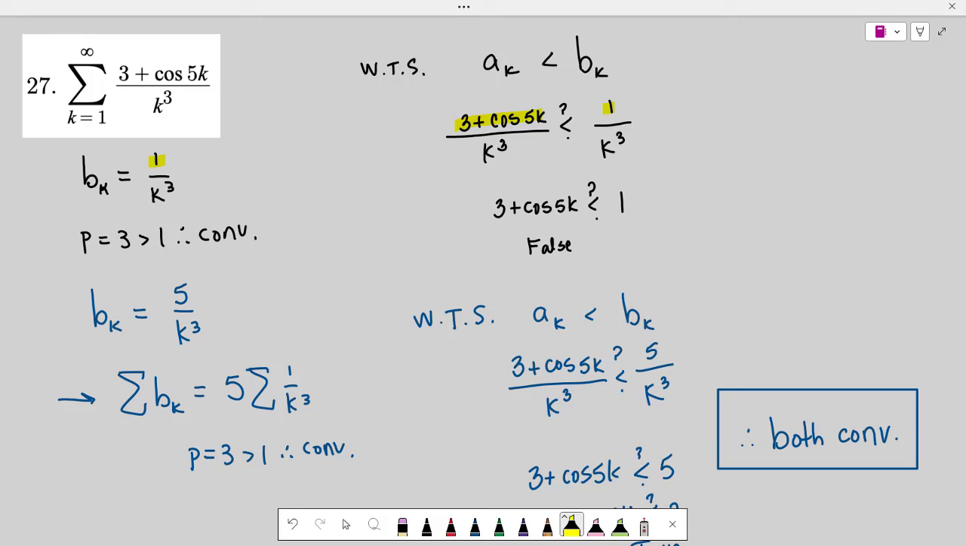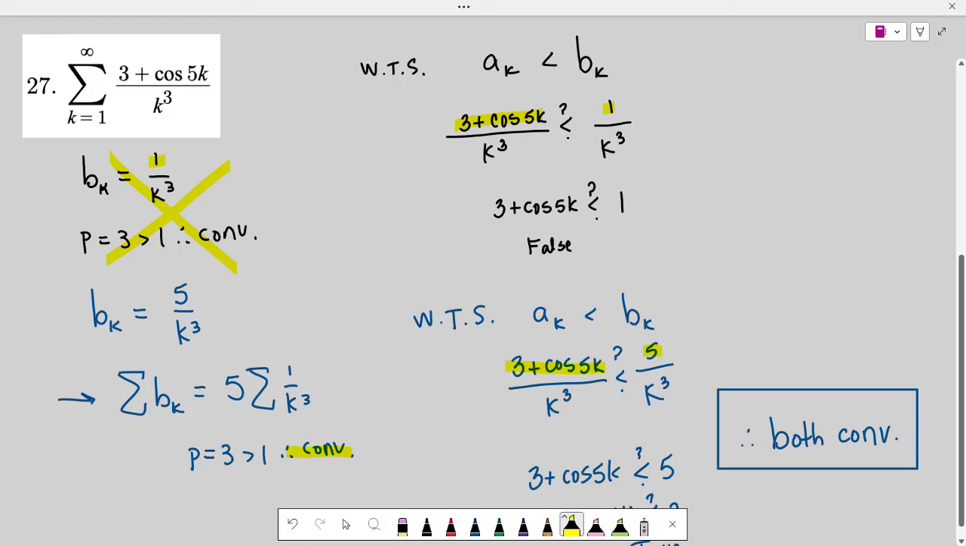So this b sub k did not work. One strategy instead of going to the limit comparison test is to try another b sub k if there's an obvious choice. This choice for b sub k still leads to convergence, but when we look at the numerators, now we're going to get a true statement for the inequality.